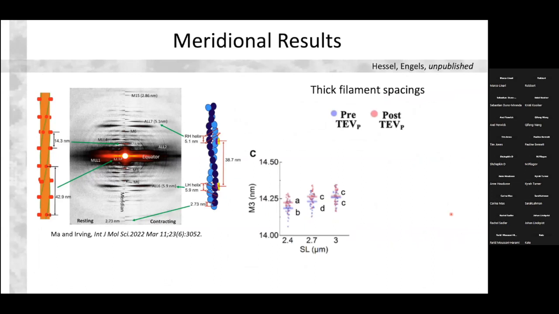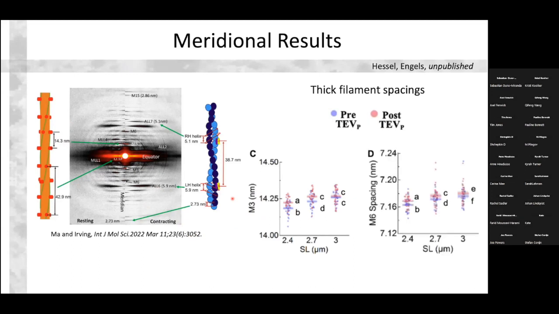And what we found is that actually when you remove myosin binding protein C, we get a change in the M3 reflection, or the spacing of the M3 reflection, which is attributable to the position of the myosin heads, the helical array on the thick filament here. So this, again, was consistent with this idea that C protein interacts in some way with the thick filament and the heads. The M6 spacing was also elongated, which was a bit surprising of a result.